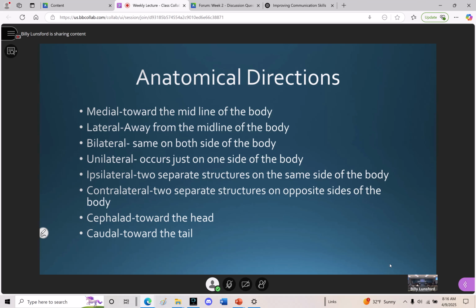Ipsilateral: two separate structures, but they're on the same side of the body, right? My right leg and my right arm, both on the same side of the body, two separate structures. Contralateral: these are two separate structures on the opposite side of the body. Cephalad means we're moving towards the head, and caudal means we're moving towards the tail.